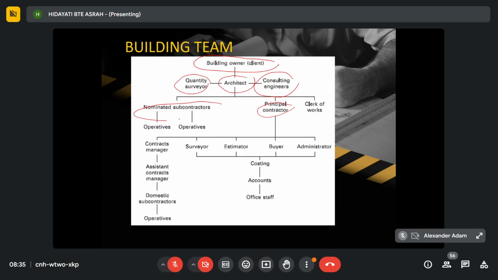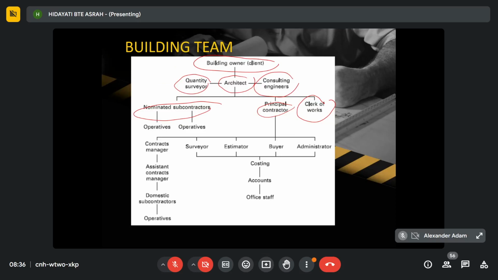And then we have the clerk of work. Usually the clerk of work will check the quality and safety of work on the construction site, and make sure the building plan and specification are followed correctly. There must be someone checking. Sometimes the drawing shows something different, but the labor will do, for example, the laying of the steel differently. So there must be someone to check whether the contractor is following the spec or not.